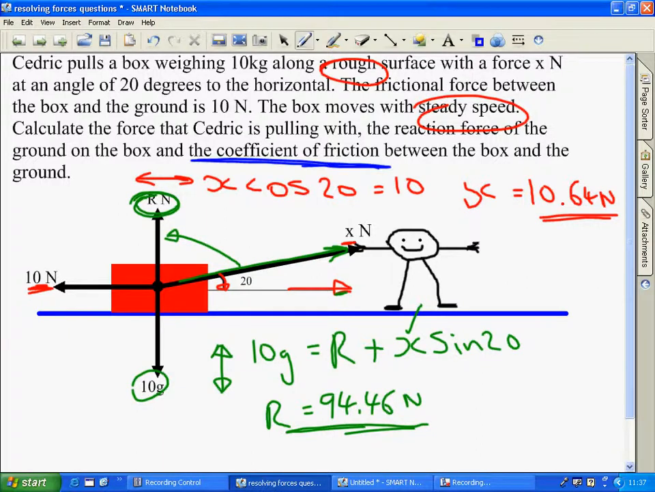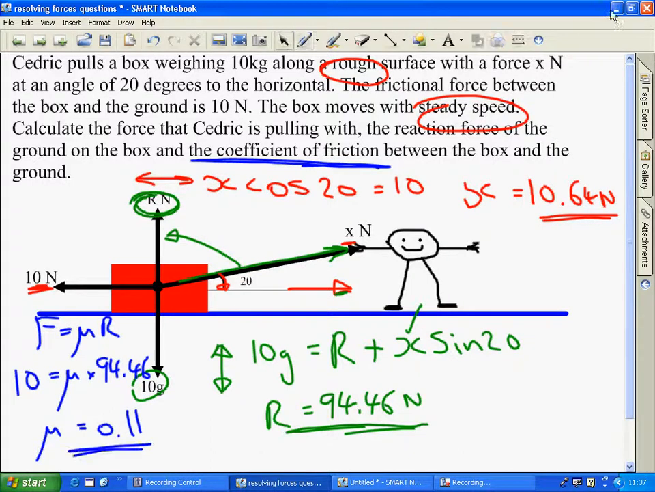Now it's also asked us to find the coefficient of friction, mu. Now because it's moving at steady speed, we know friction has reached a maximum, so we can write that friction is equal to mu multiplied by R, the normal reaction. We know the frictional force is 10, we don't know mu, we know that the reaction force we've just found is 94.46 newtons, so from this we can get that mu is equal to 0.461.